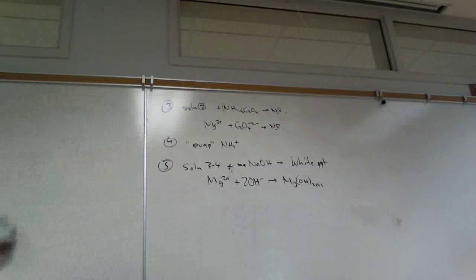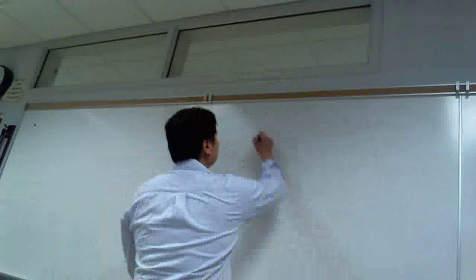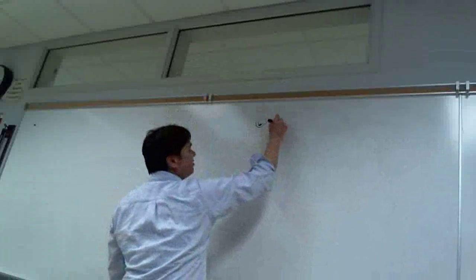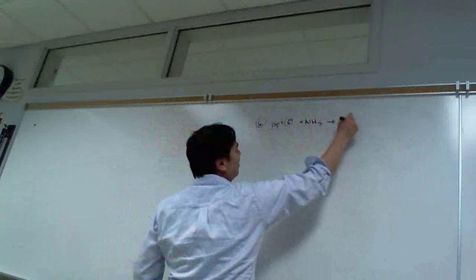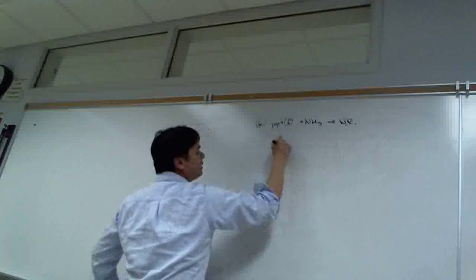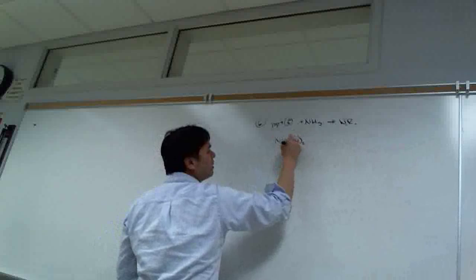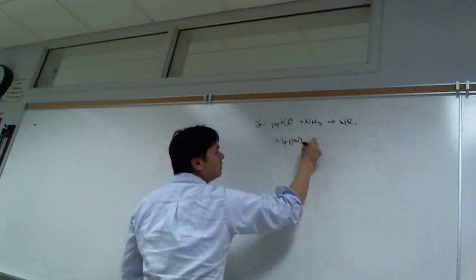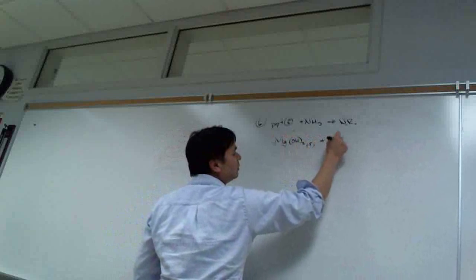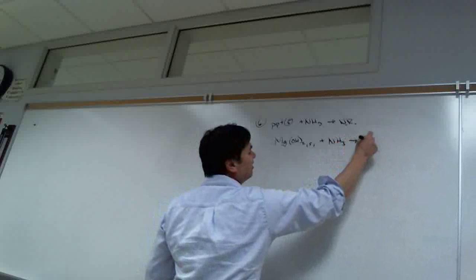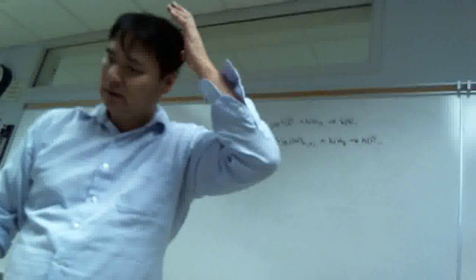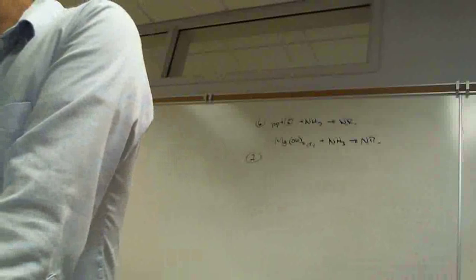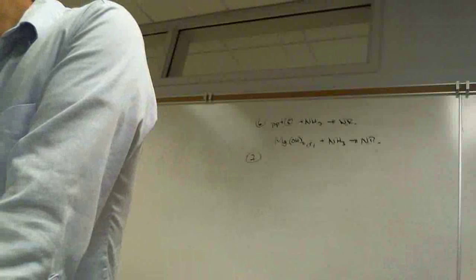So let's see what happens here. In 6, we'll have the precipitate from 5 plus ammonia yields NR. Nothing should happen here. The magnesium hydroxide is not going to form an amine complex. NR. Why? Think about that.